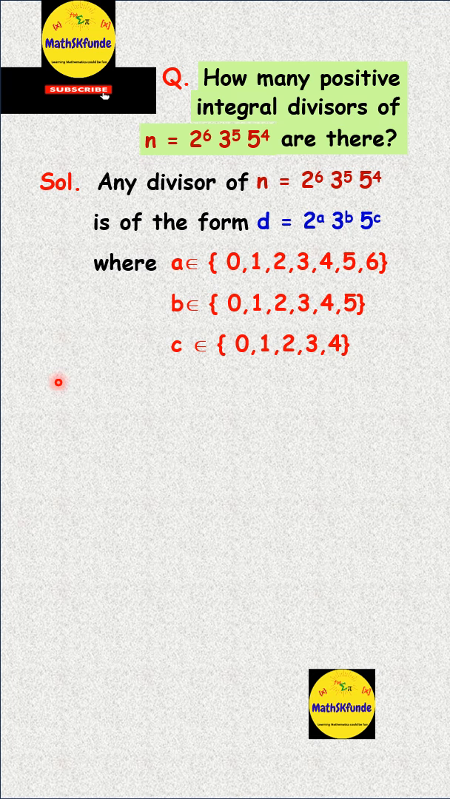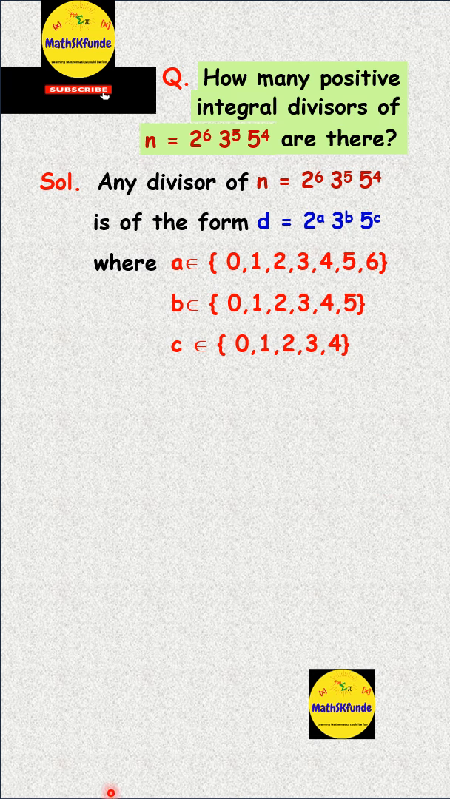What we observe from here then is that A can take one value from these 7 values, B can take one value from these 6 values, and C can take one value from these 5 values. So basically, finding a divisor would be complete when we fix values for A, B, and C. So this activity is actually done in 3 parts. One, you decide the value for A; two, you decide the value for B; and three, you decide the value for C.